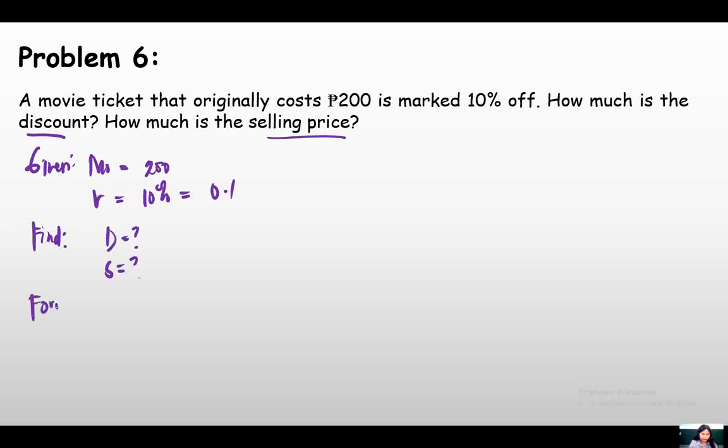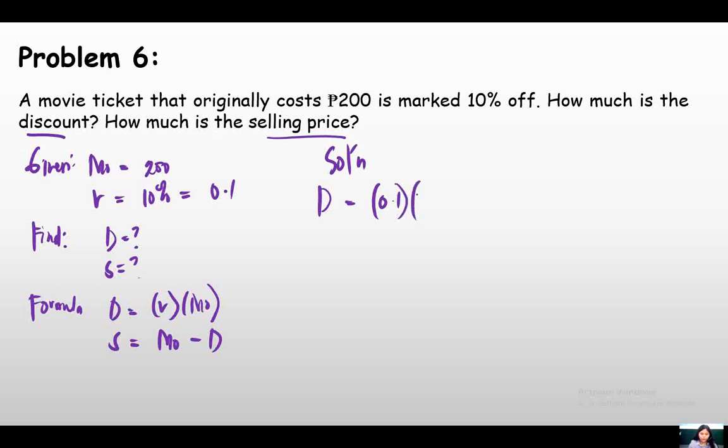Let's list down the formula as well. The discount is rate times the cost price, and the selling price is cost price minus the discount. Okay, so let's have our solution. So we already have the value for the rate, and the value for the cost price. So discount is equal to 0.1 times 200. So the discount is 20 pesos. Okay? When 10% is deducted on the 200 pesos.